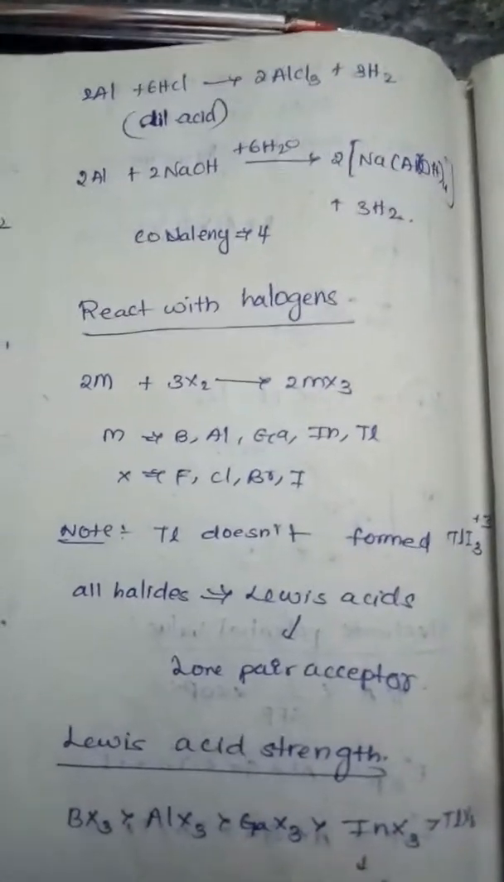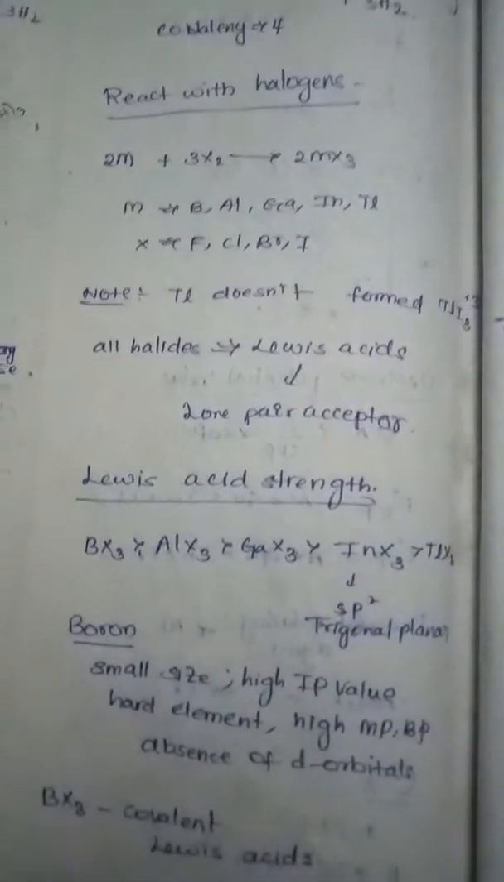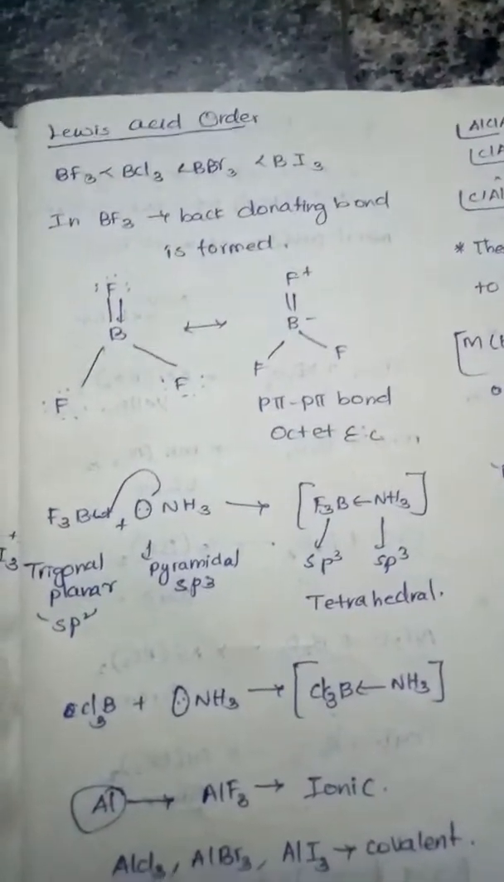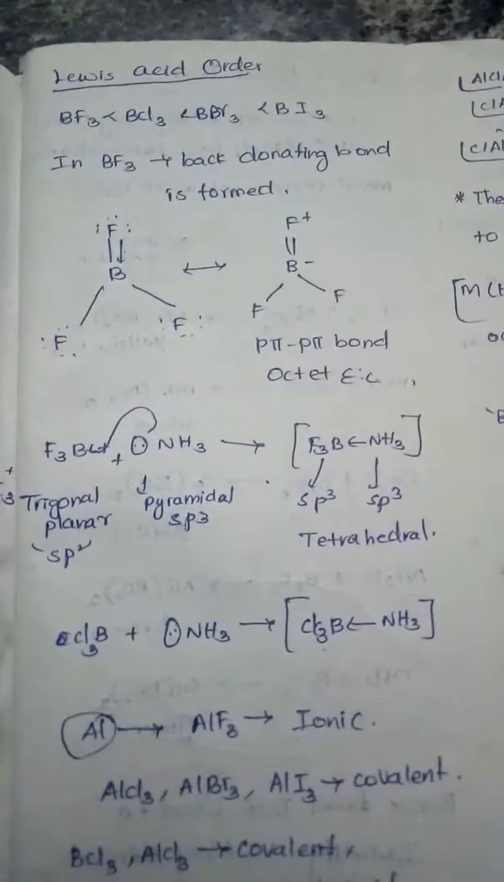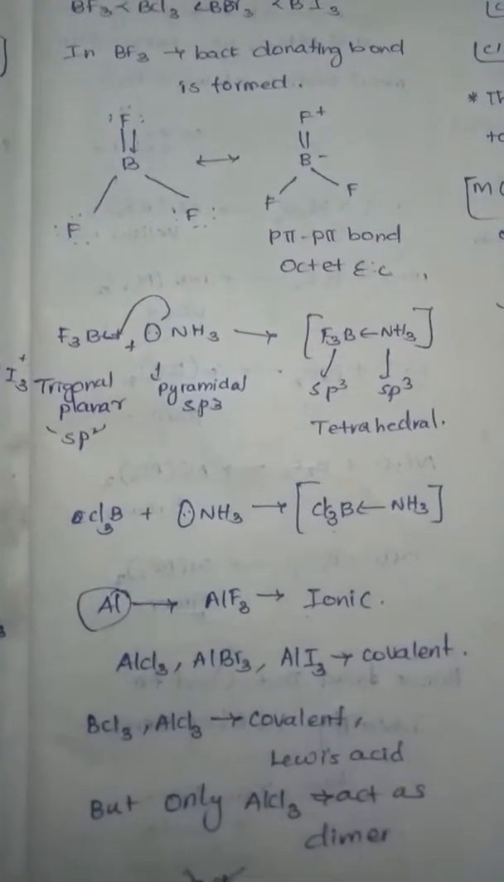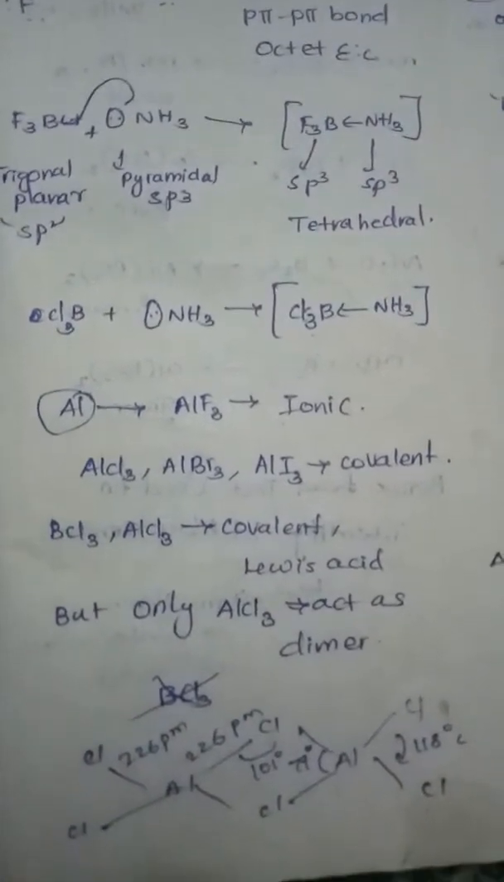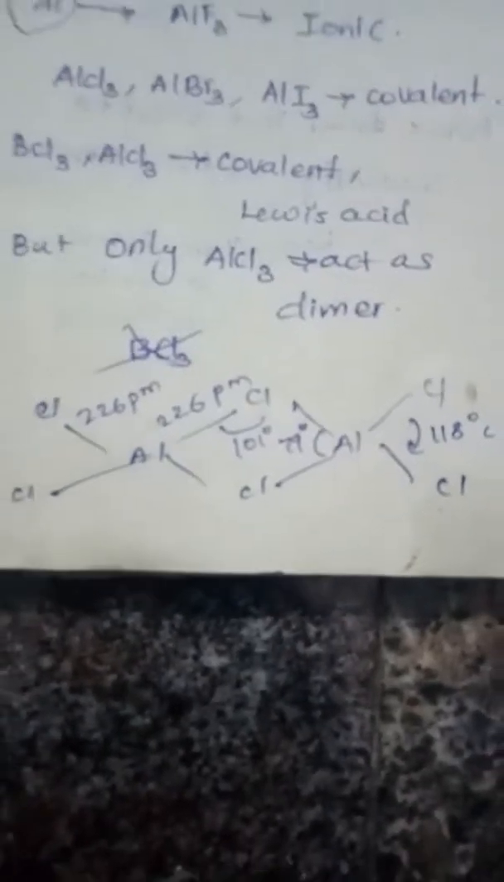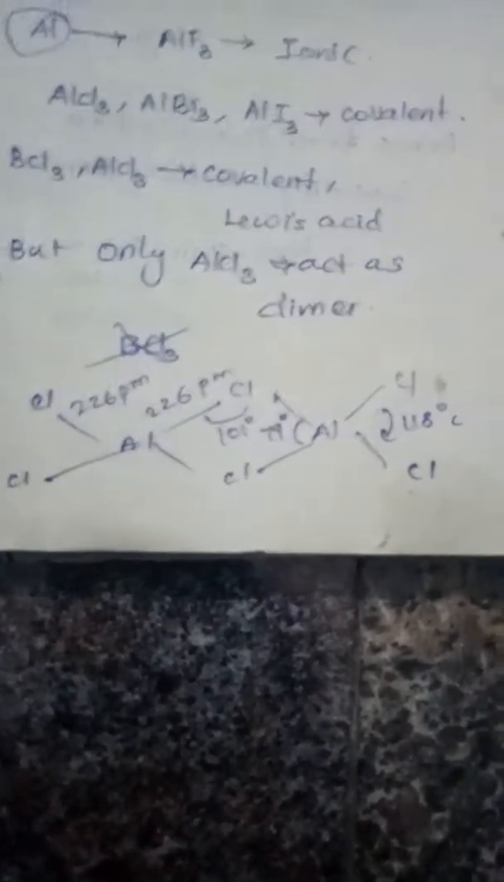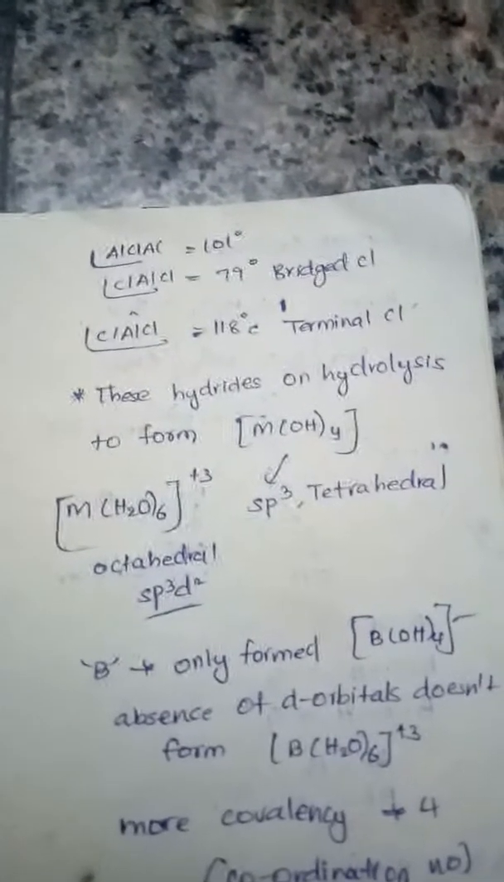Reaction with halogens. Leaves acid odors. And we have here the structure of the dimer, and these are all bond angles.